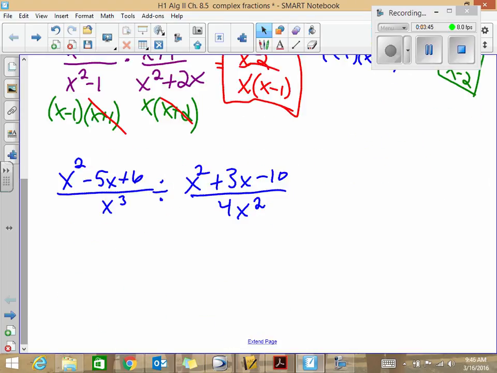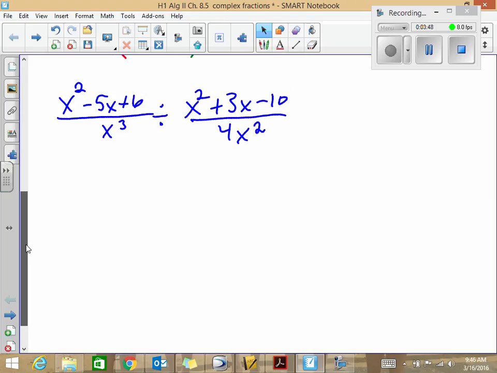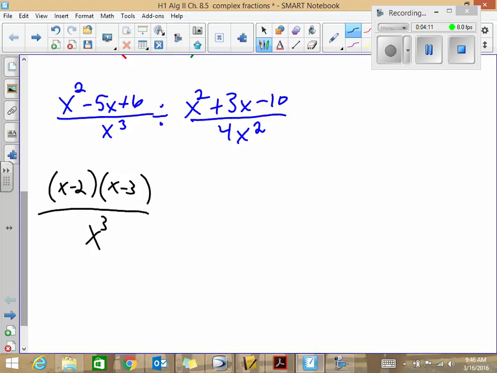Now, last was division. And remember, division is just changing to multiplication, flipping it, right? So what I'm going to do down here is just write the factor form in the right order. How does the top factor? Multiplies to 6, adds to negative 5. What do we get? Right, x minus 2, x minus 3, over x to the third. Change it to multiplication. Now I'm going to flip this second one, so I'm going to put 4x squared on top because I can't do anything with it. What multiplies to negative 10 adds to 3? Plus 5, minus 2. Thank you.